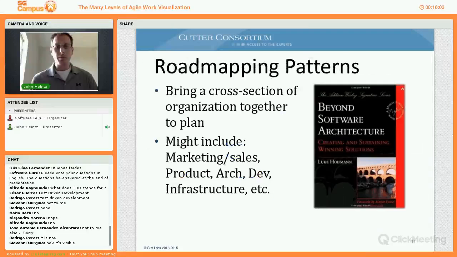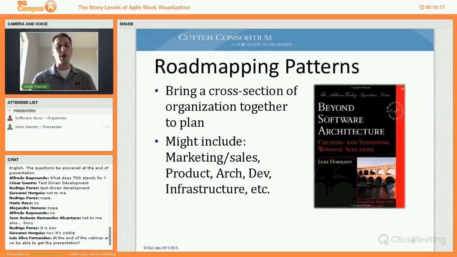This style of road mapping is implemented in an appendix of this book, Beyond Software Architecture by Luke Hohmann. And it advocates bringing together the marketing, the sales, product, architecture, dev, infrastructure. And then often I will add an additional row to that map, which is organizational change. The organizational change of growing teams or merging teams or reforming teams, and doing training and activities and making changes to the organization itself and the people, the staff, is also another place that is very useful to put into these roadmaps over time.